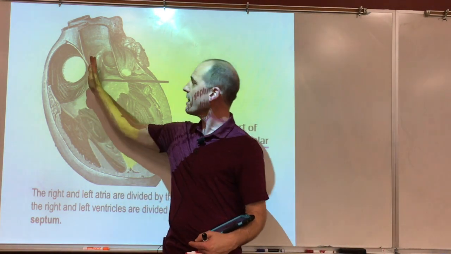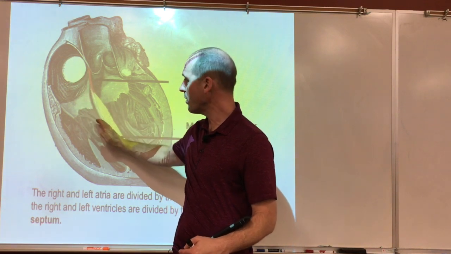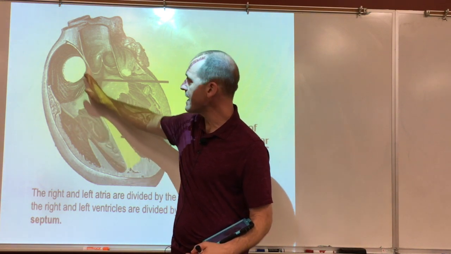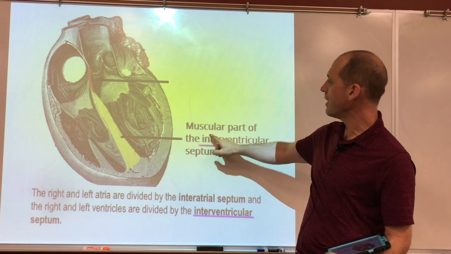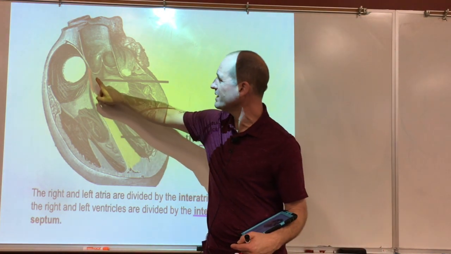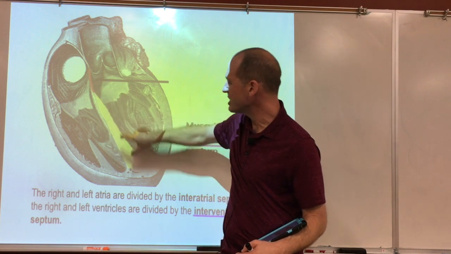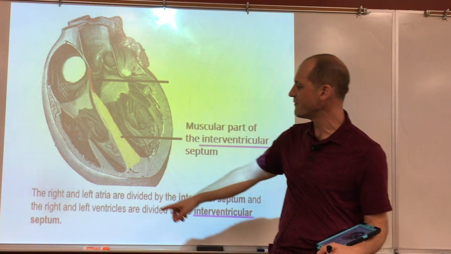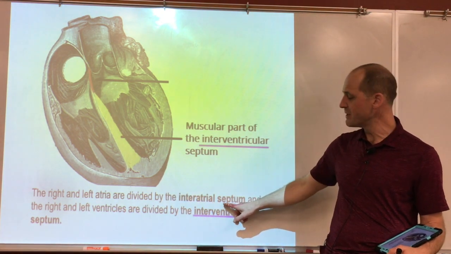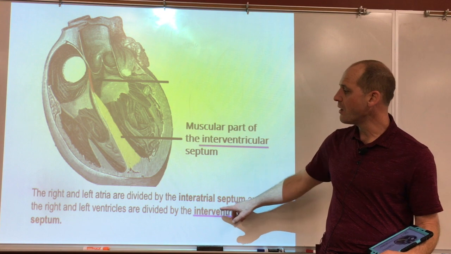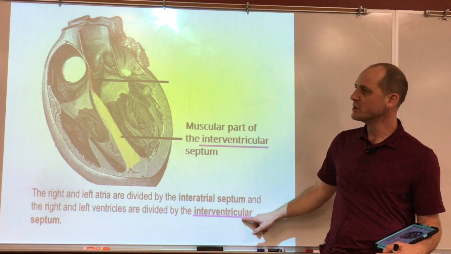Between the right and the left part of the heart, we have a heart wall, and they call that a septum. It's a muscle that separates the left from the right side. So the right atrium and the left atrium are divided by the interatrial septum, they call that. Septum means wall. And the ventricles are divided by an interventricular septum.